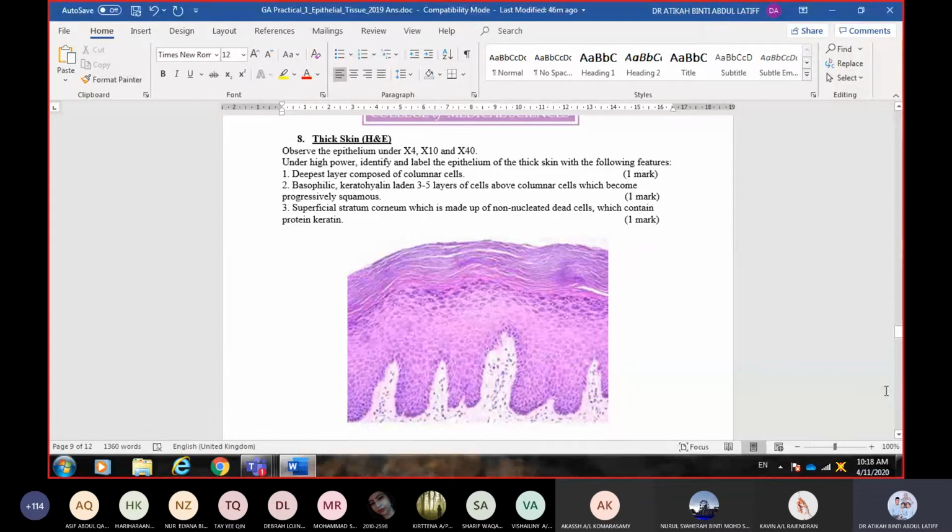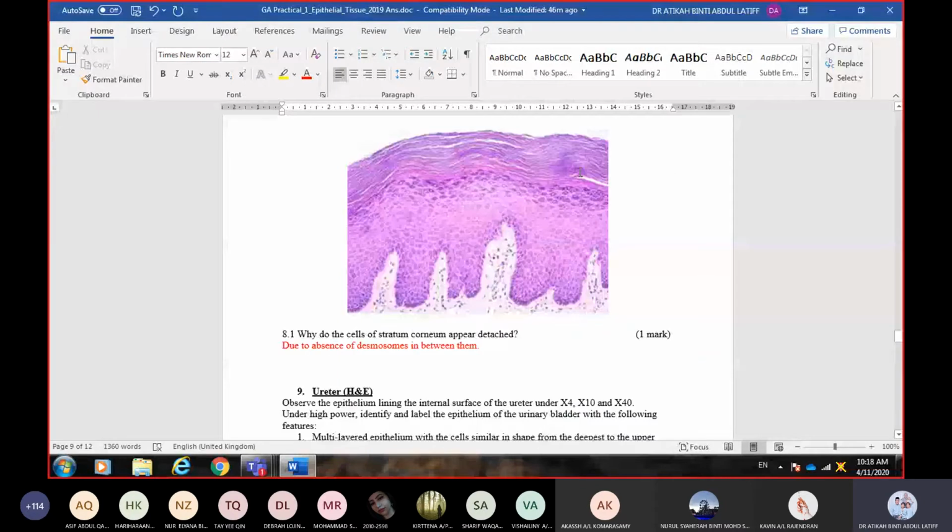So why do the cells of stratum corneum appear detached? Because they don't have desmosomes in between them. So this is the stratum corneum with the keratin layer. You can see there are detachments here, areas where it is not compact, because they don't have desmosomes in this layer.